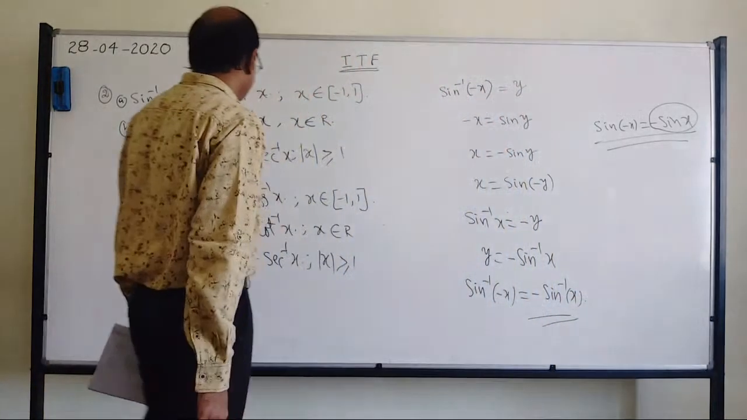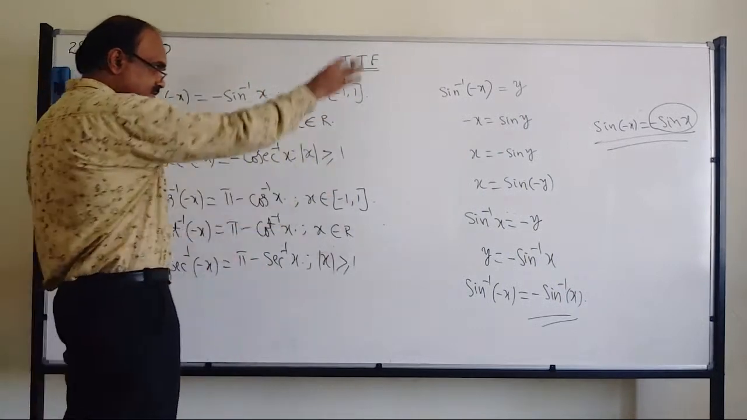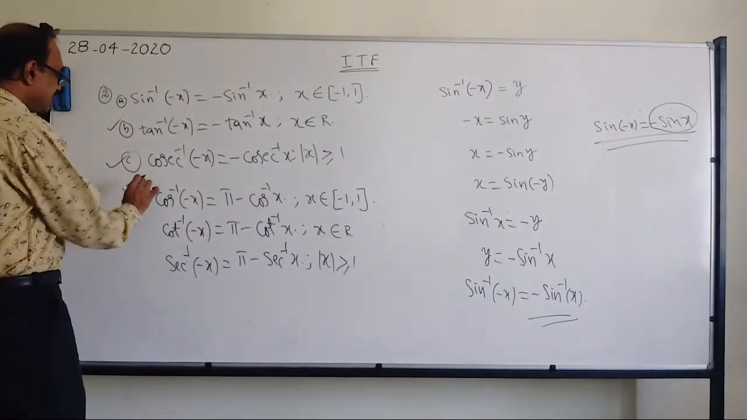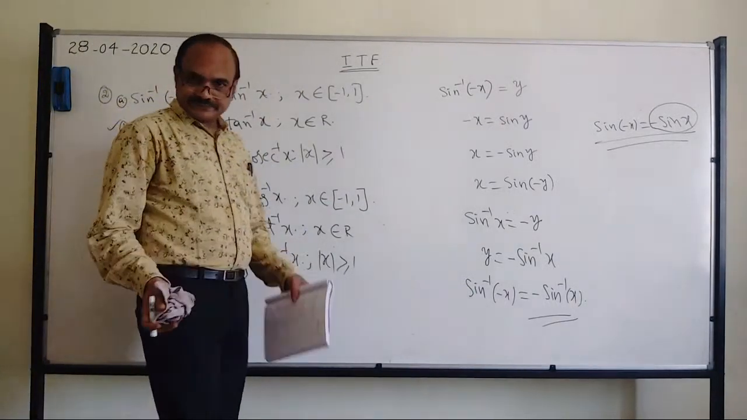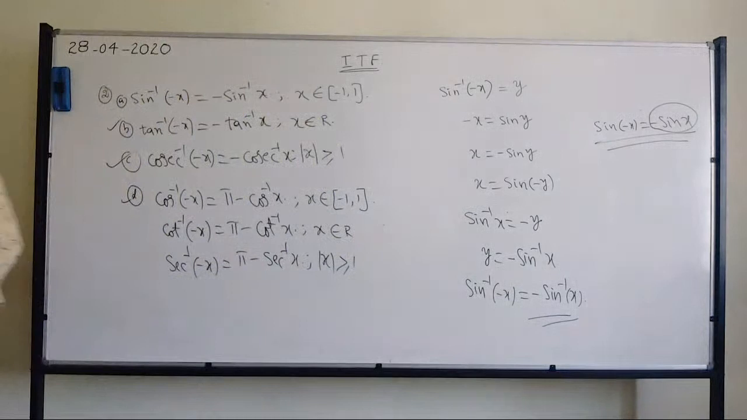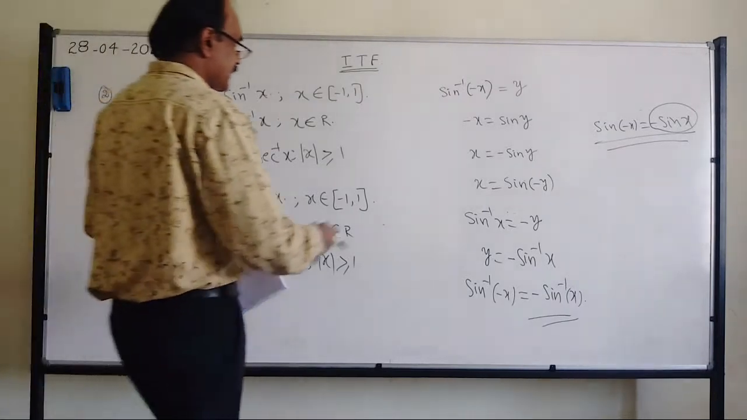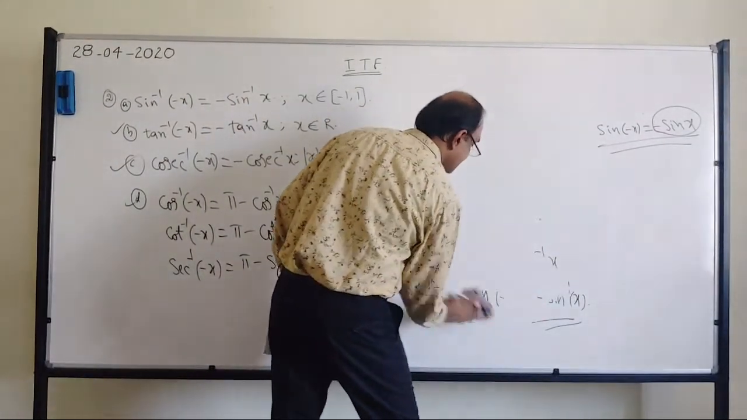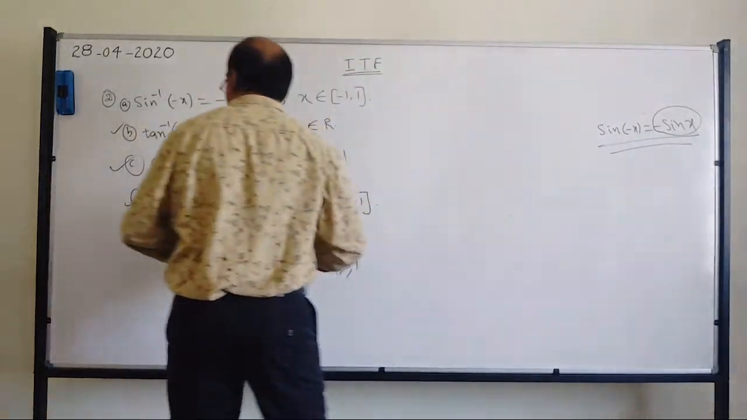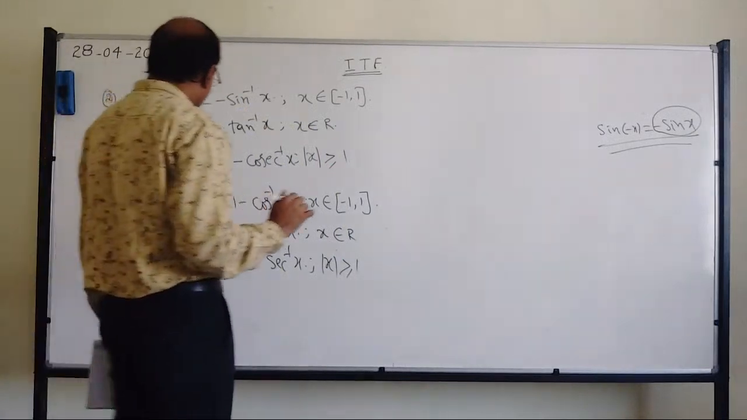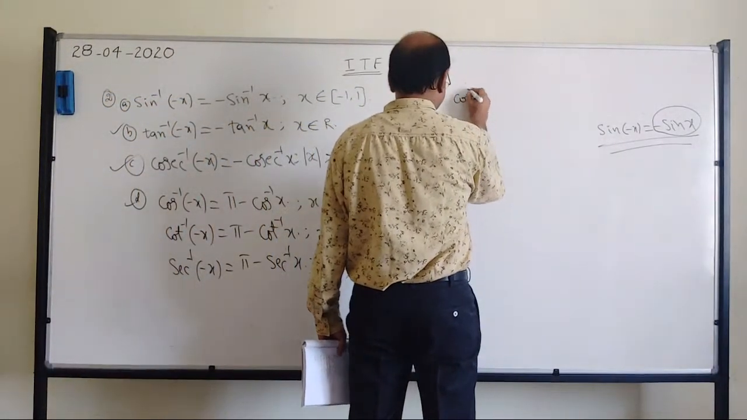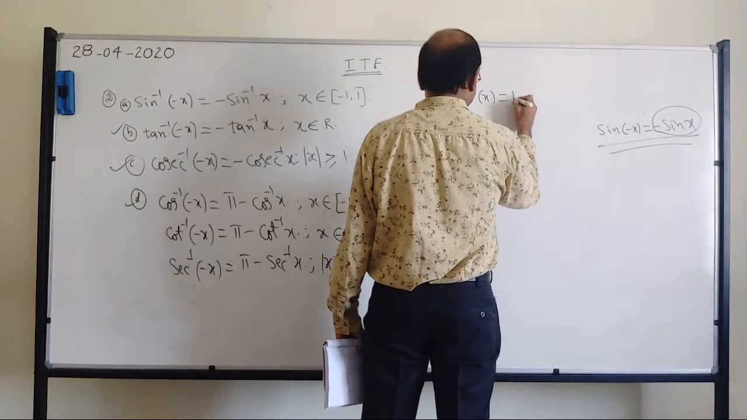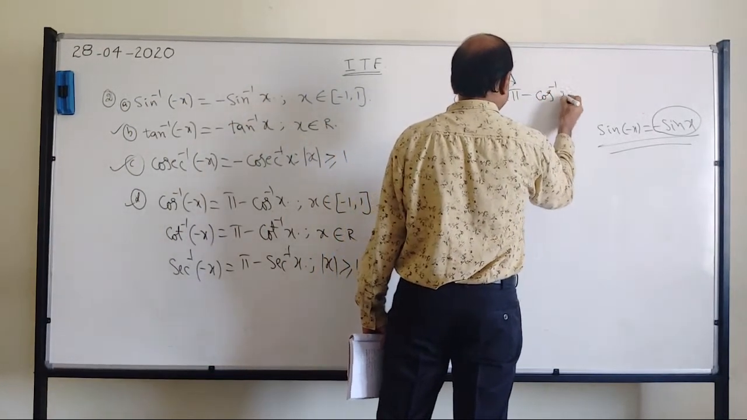Okay. So like that you can do this, you can do this. Same process you have to follow. Maybe I will do this one for you. So shall we do for cos? Tan and cosecant, exactly same process you can follow. So let us do it for this guy. Cos inverse of minus x, that is pi minus cos inverse of x. How it comes, let us see.